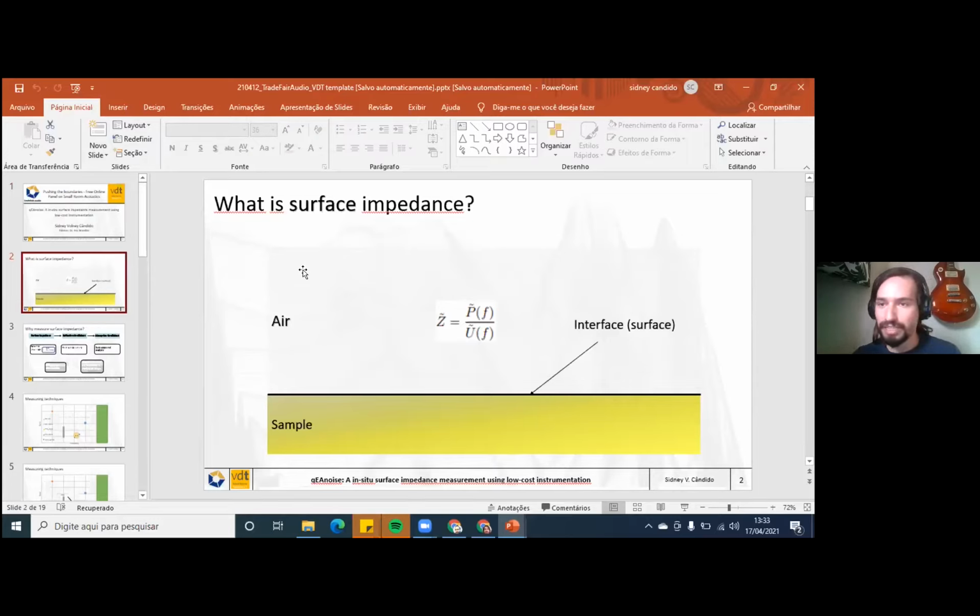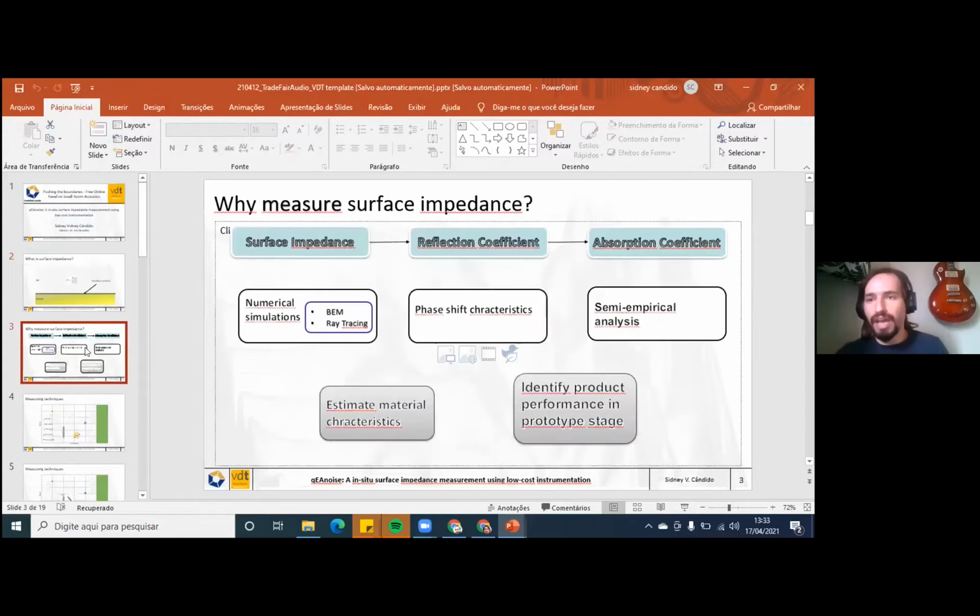And I don't know about you guys, but I don't measure in water. Unfortunately, I would like to measure in water. And these two media are actually normally a sample of material with the air. So this interface right here is where you can put this relationship, pressure and particle velocity. And why measure the surface impedance?